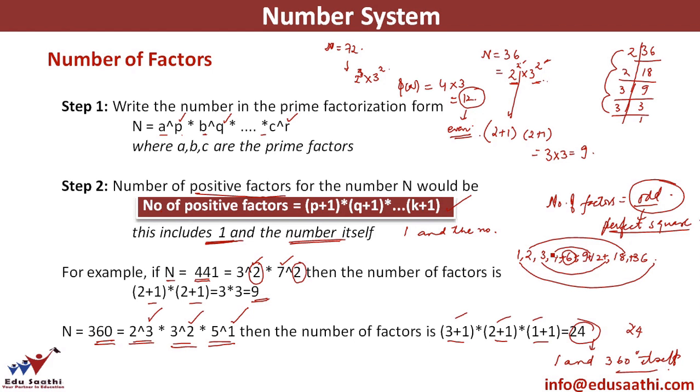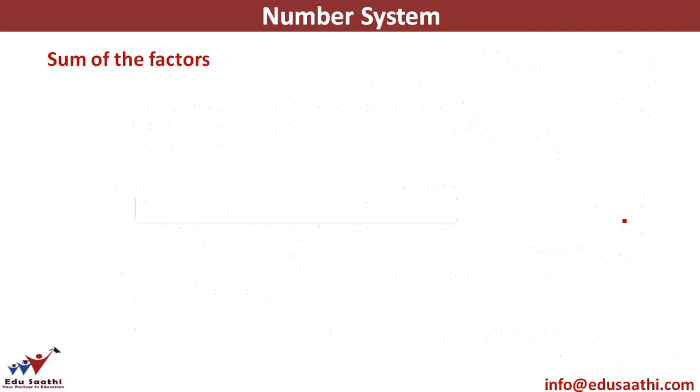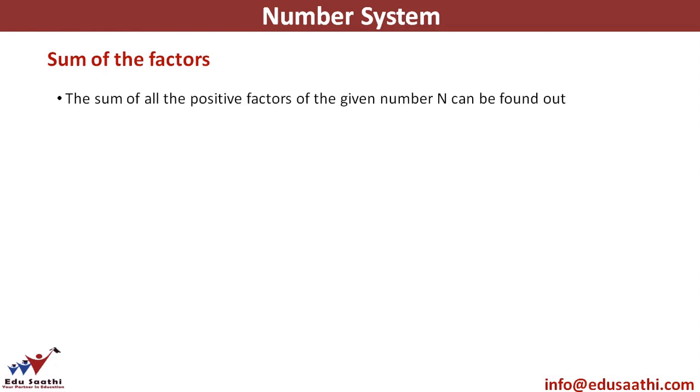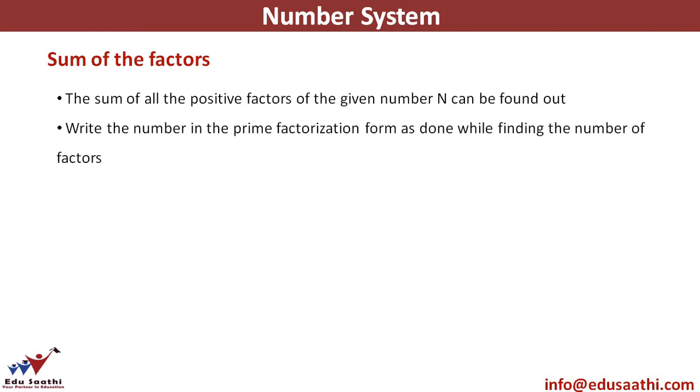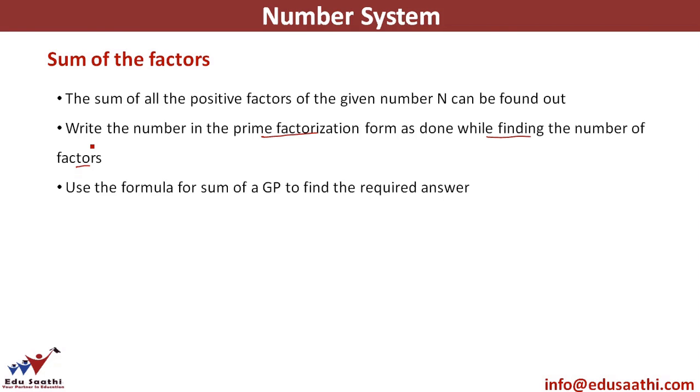In case the number is very small and the number of factors is small enough, you can always add the factors and get to your answer. But in case the number is big enough and there are too many factors, it's very difficult to actually find the factors and sum them up. So we follow the formula. The steps are the same: write the number in the prime factorization form, as done while finding the number of factors, and use the formula for the sum of a GP to find your required answer.